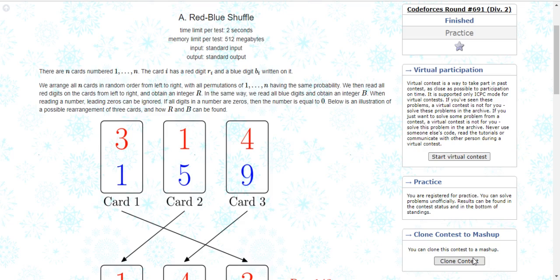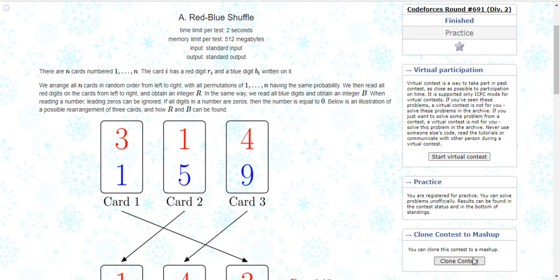There are n cards numbered 1 to n. Card i has a digit R_i and a digit B_i written on it. We arrange all n cards in random order from left to right, with all permutations of 1 to n having the same probability. We then read all red digits on the cards from left to right and obtain an integer R. In the same way, we read all blue digits and obtain an integer B. When reading a number, leading zeros can be ignored. If all digits in a number are 0, then the number is equal to 0.